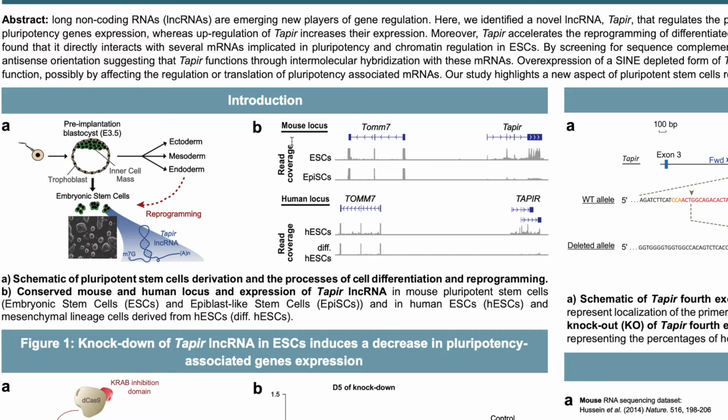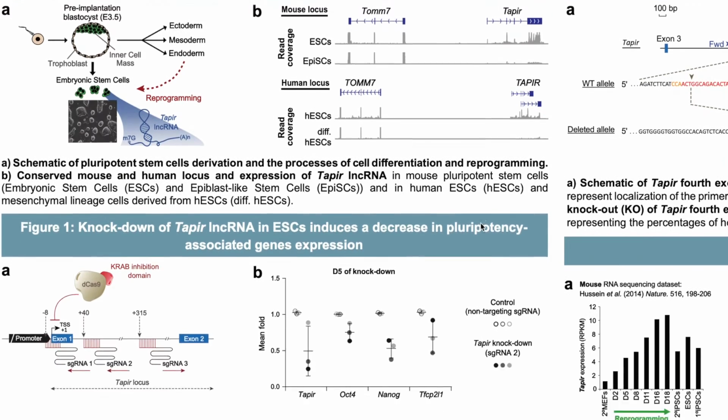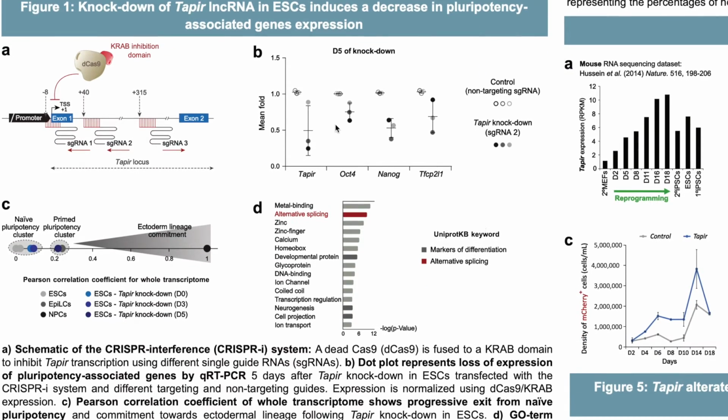And here you can see in this figure the read coverage of RNA sequencing of ES cells and differentiated ES cells toward EBRCs, mouse and human differentiated ES cells. And you can see from the read coverage that Tapir is actually downregulated upon differentiation of ES cells, suggesting that it's very specific in expression to ES cells. To study it further, what we decided to do was to use CRISPR-I to knock it down.